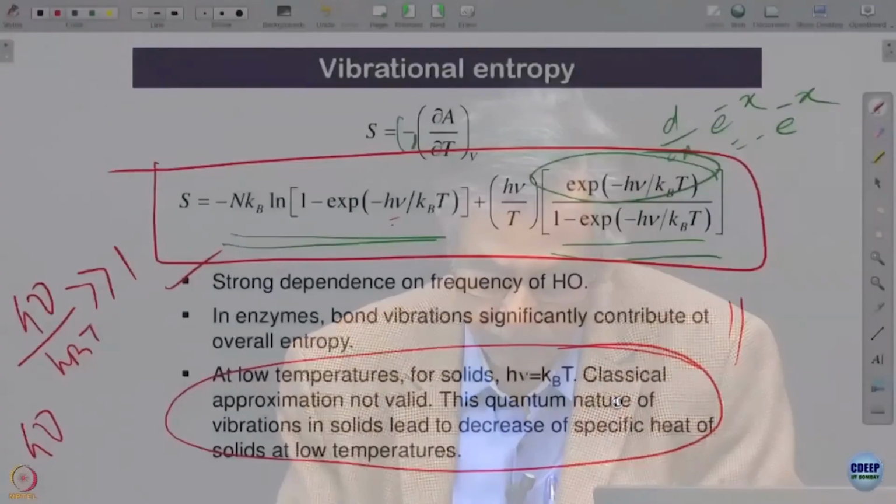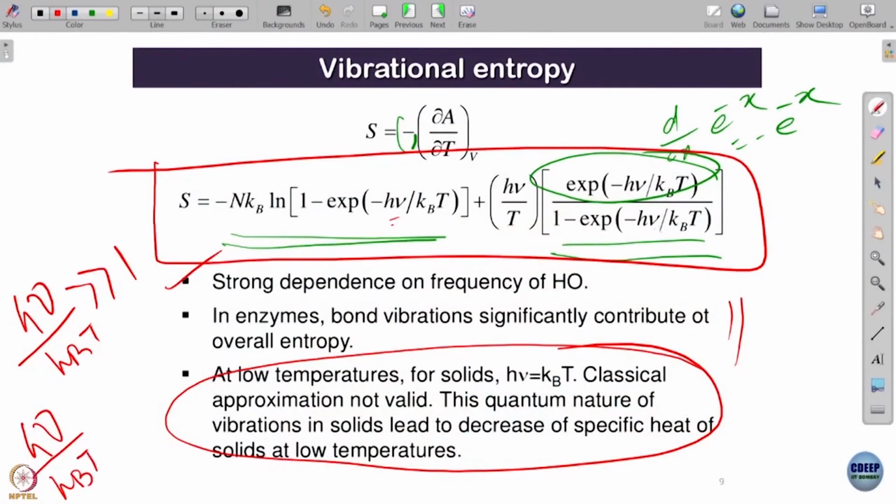However, that is not the case in the case of collective modes that I said. In the collective modes, now let us see the low frequency modes that come in. What will happen in low frequency modes? Now, let me consider the other limit, that h nu by kBT is much less than 1. Believe me, there are cases like that in collective modes.